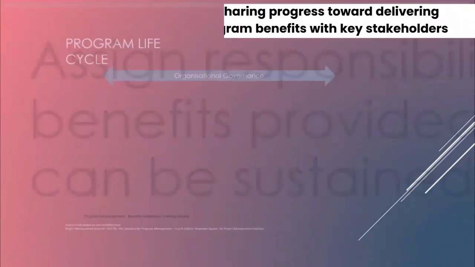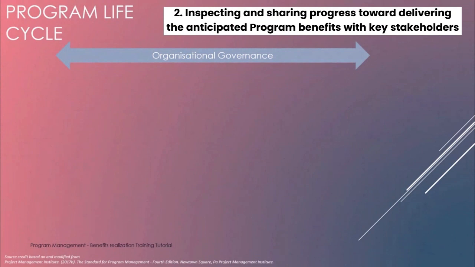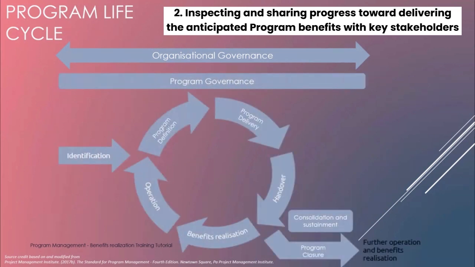2. Inspect and share progress toward delivering the anticipated benefits with key stakeholders. Benefits maintenance falls outside the scope of the typical project lifecycle shown in the diagram. However, benefits maintenance might be carried out throughout the program's lifecycle.